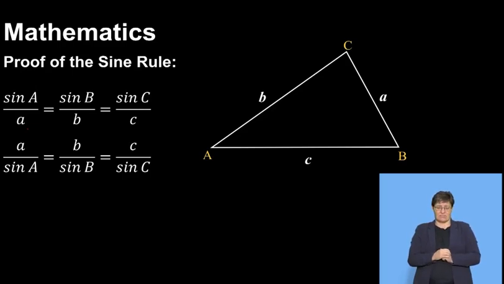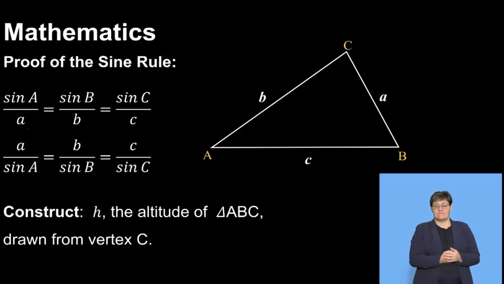So we're going to start off with proving just one of them, and then the others we can deduce from our first proof. And can you remember when we use the sine rule? Just to recap quickly, we use the sine rule when we have one full pair of opposite sides and angles.